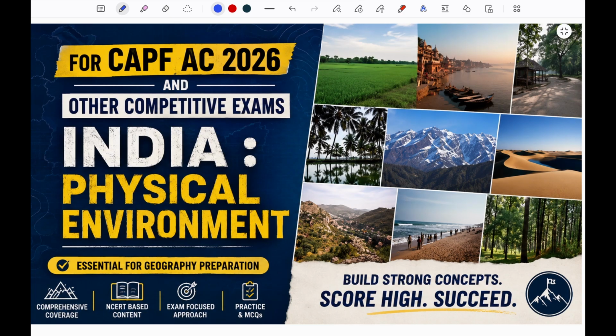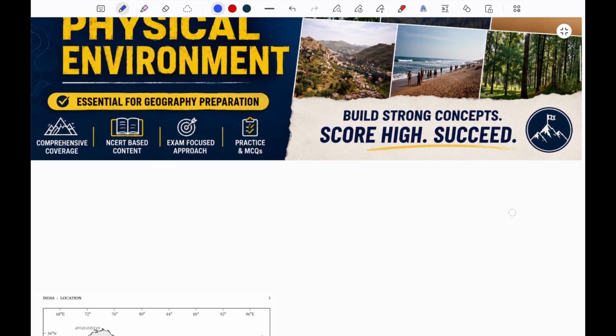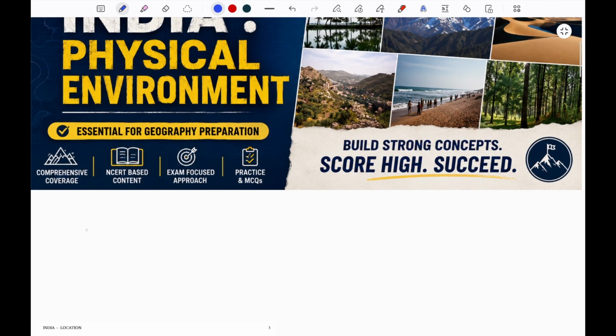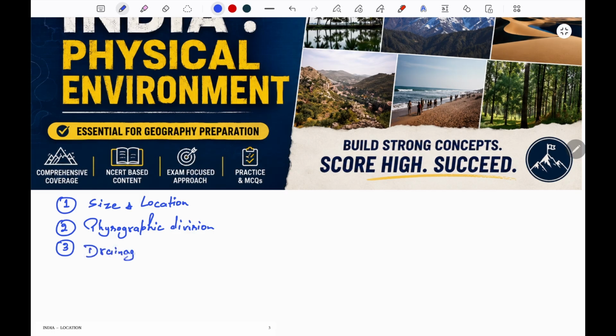We have completed physical geography of NCERT and now we are going to cover the Indian geography section. Now let me give an overview first of what we will be covering in this video. First one is the size and location of India. Second thing that we need to cover is physiographic divisions. Third is drainage system of India. Drainage system and river system of India.